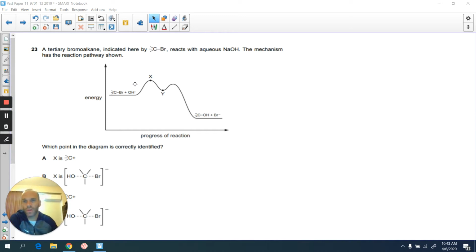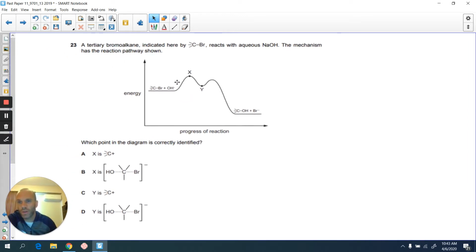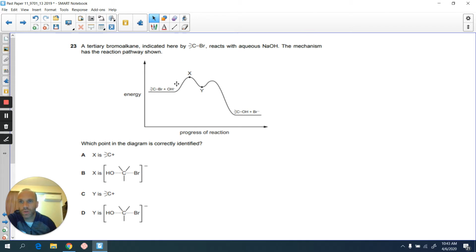Look through question 23, which is also a challenging question, and I know some students did get it incorrect. Okay, so first of all, let's read through it. A tertiary bromoalkane indicated here reacts with aqueous NaOH. The mechanism has the reaction pathway shown. Which point in the diagram is correctly identified? And then you've got your four options there.